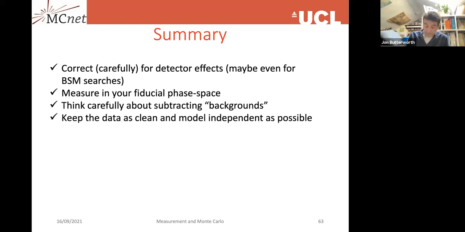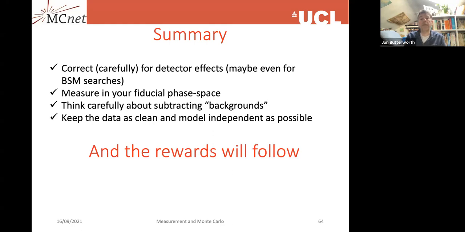And the overall goal of this, and the message really from both these two lectures, is to try and keep the data as clean and model independent as possible. Because we will probably only do one LHC, but we will probably want to be looking at the data through different theories, improved calculations, and so on into the future. So we want to avoid building today's theory into measurements that we want to be used for a long time in the future. And if we do that, then the rewards will follow, both in terms of demonstrating whether the standard model really operates well above the electroweak symmetry breaking scale, and also in terms of looking for physics beyond it. Thanks.